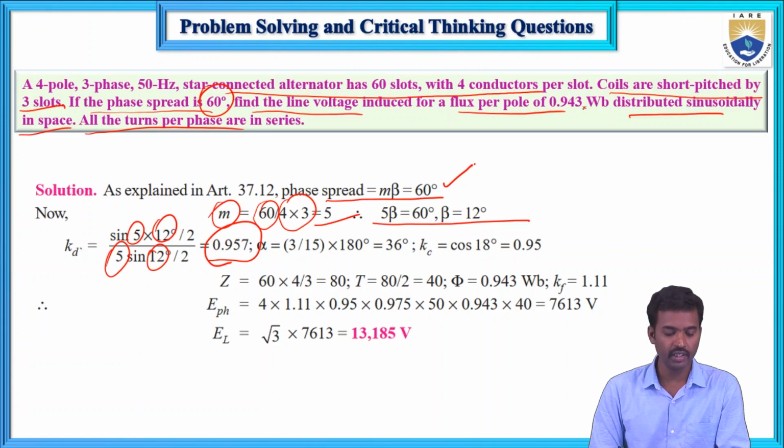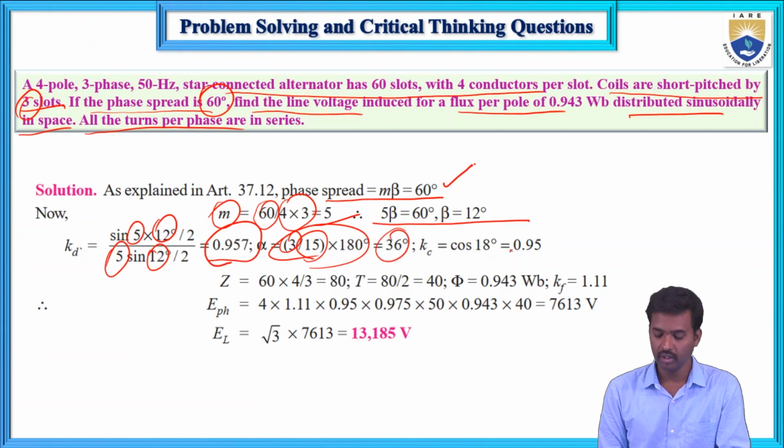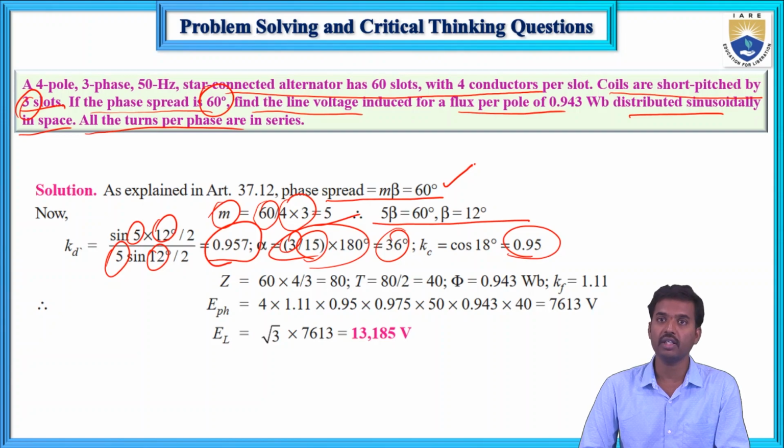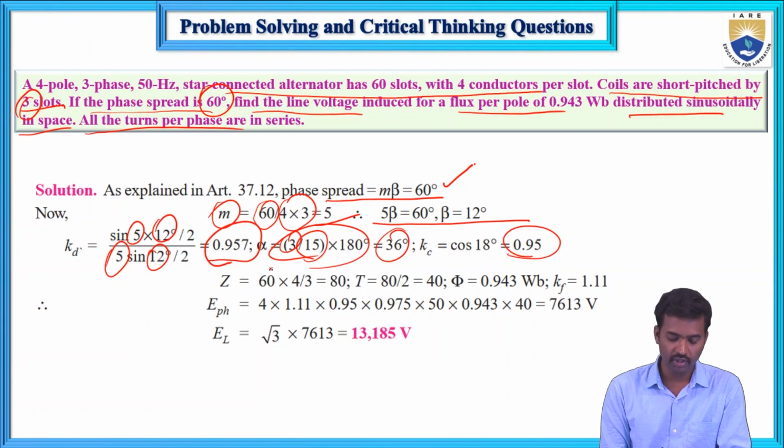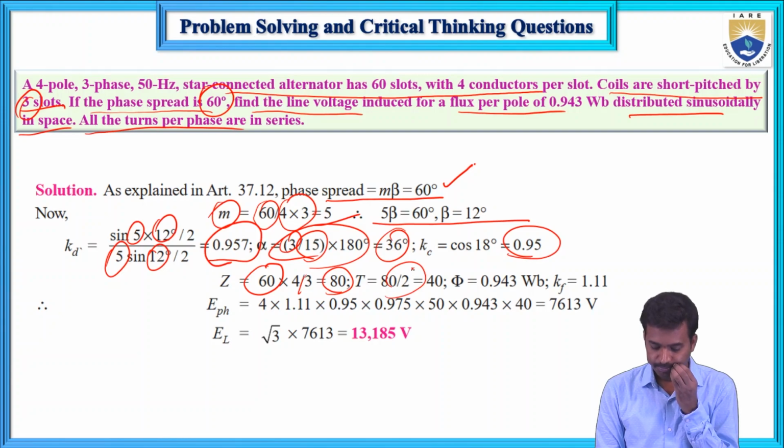Now how will we calculate this? 3 slots are short, and 3 by total number of slots 15, into 180. This is alpha, and alpha equals 36, cos(alpha by 2), that means cos 18, equals 0.95. And now the total number of turns: how will we calculate it? First calculate the total number of conductors. Total number of conductors equals 60 slots into 4 by 3, that is total conductors 80, and turns equals 80 by 2.